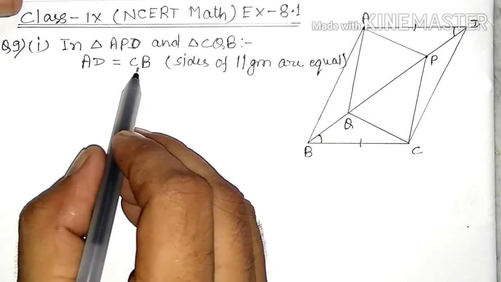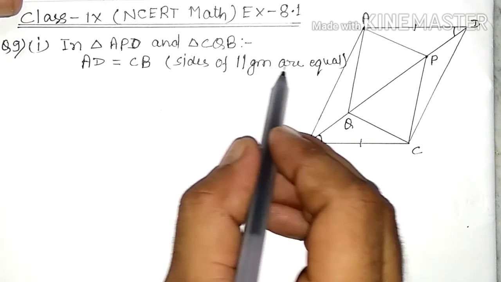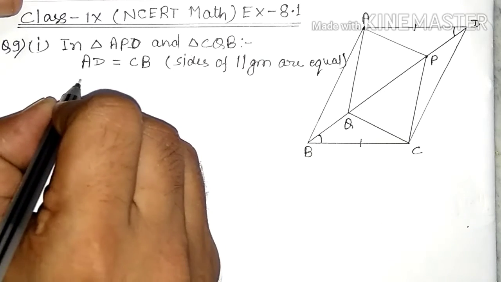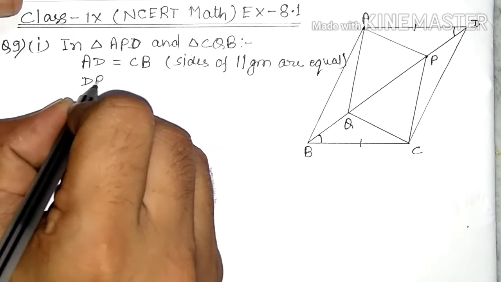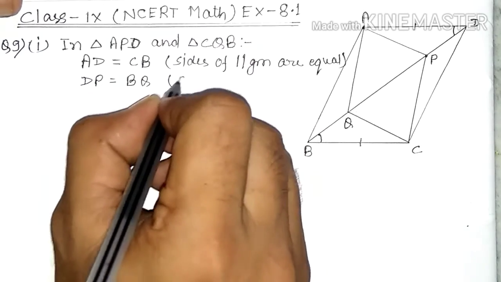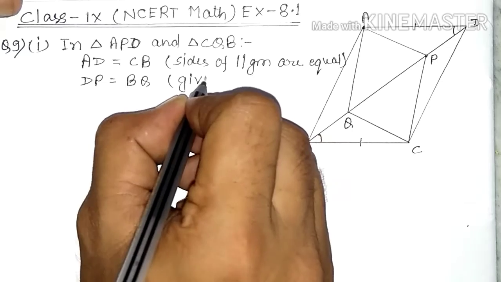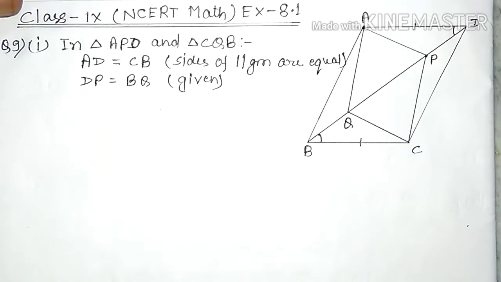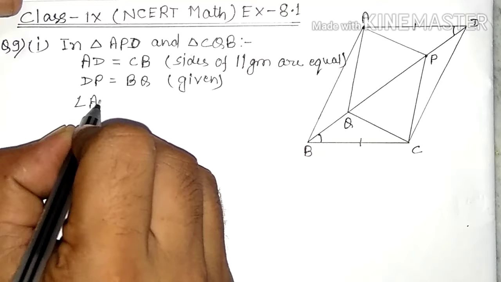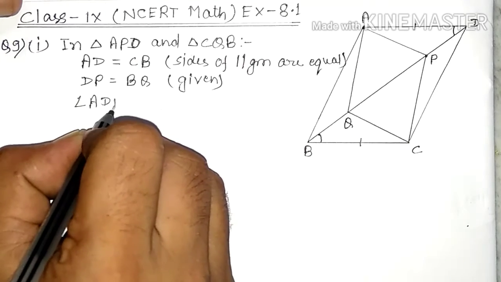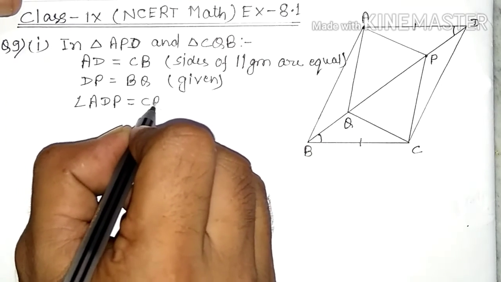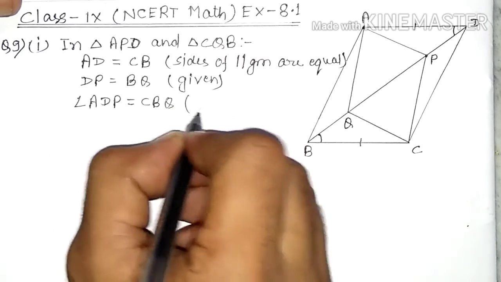AD is equal to CB. Why is it equal? Sides of the parallelogram are equal. And DP is equal to BQ, it is given. And angle ADP is equal to angle CBQ, alternate interior angle.